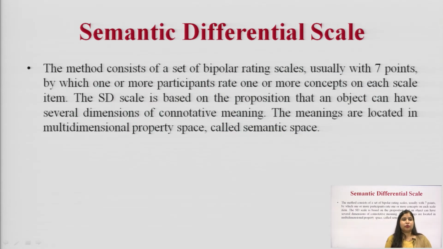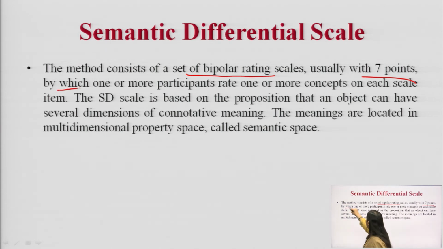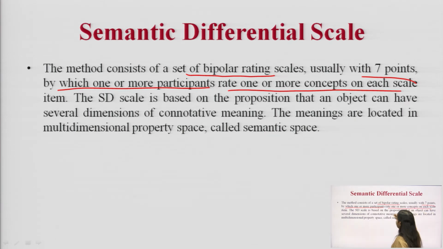In this method, you must understand that two things are important. First, it consists of a set of bipolar rating scales, meaning one end is very good, the other is very bad, and usually they have 7 points by which one or more participants rate one or more concepts on each scale item.